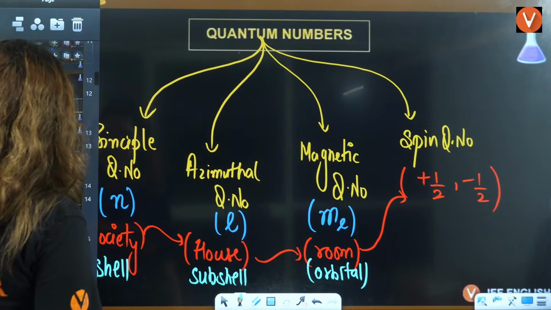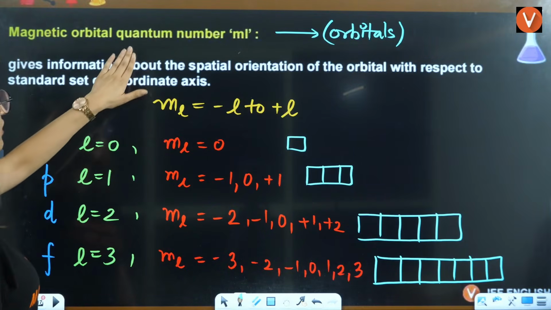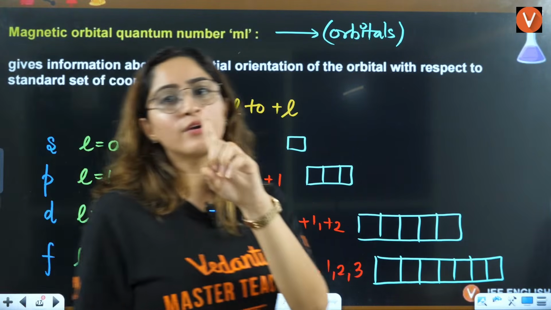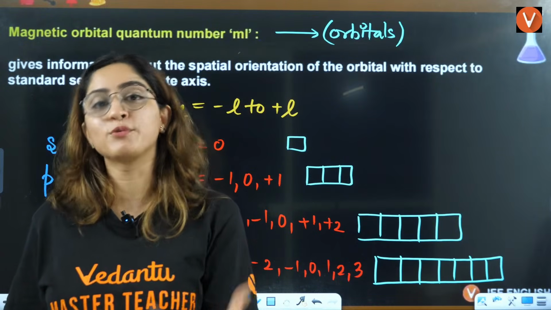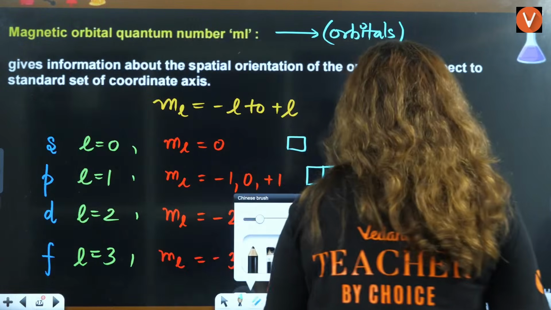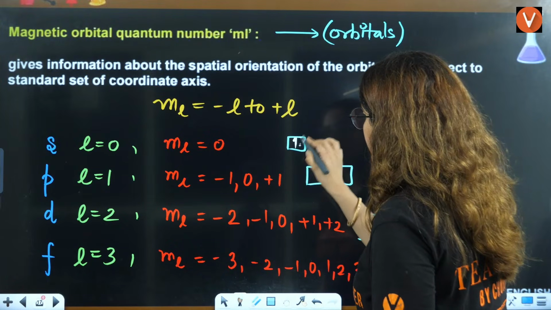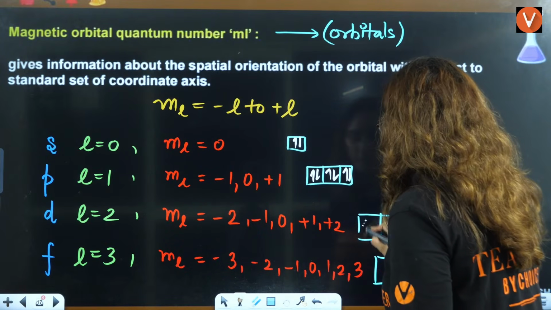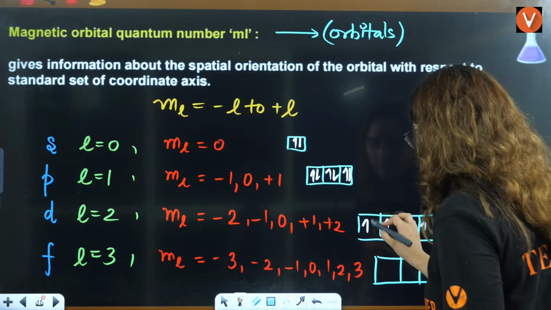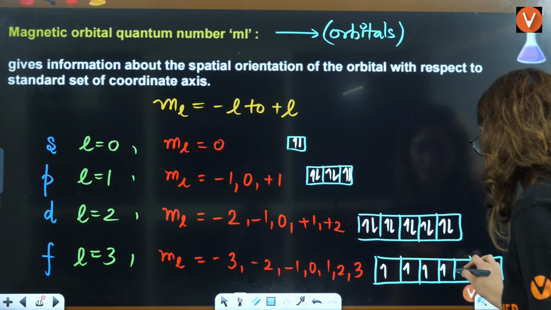Now, in each orbital, in each room, who will stay? There is a rule that in one room only 2 people can stay, and those 2 people will be opposite, right? That means here only 2 people will stay. Here also only 2 people will stay, right? 2 people means electrons. So in one orbital, you will always have 2 electrons.